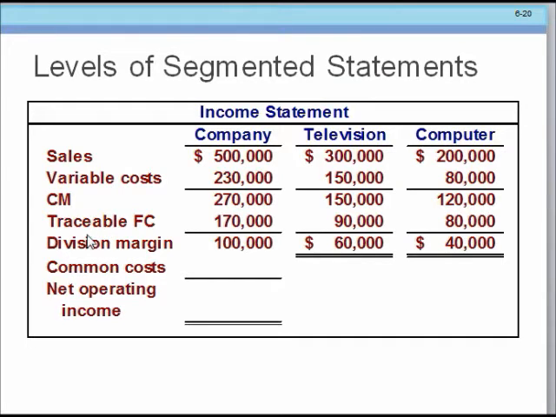What does a traceable fixed cost mean? If we eliminate the division, we eliminate that cost. But then there are some costs that are common. No matter what divisions we eliminate, we still have them. And at the end, we'll have our net operating income. So this is the basic way that a contribution format segmented income statement looks.